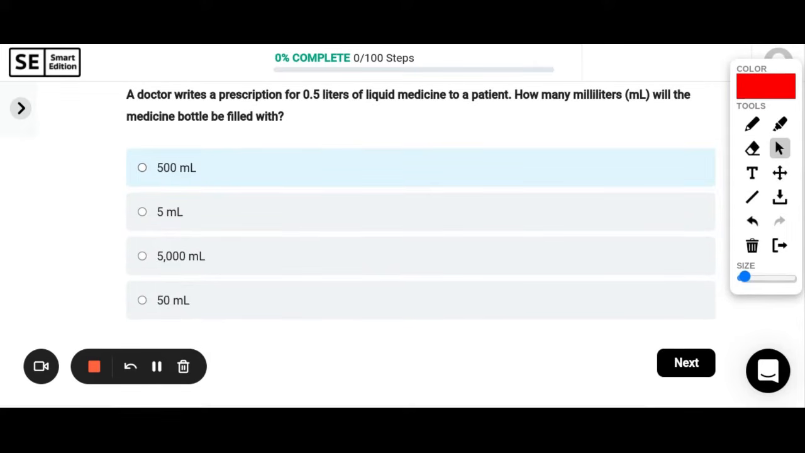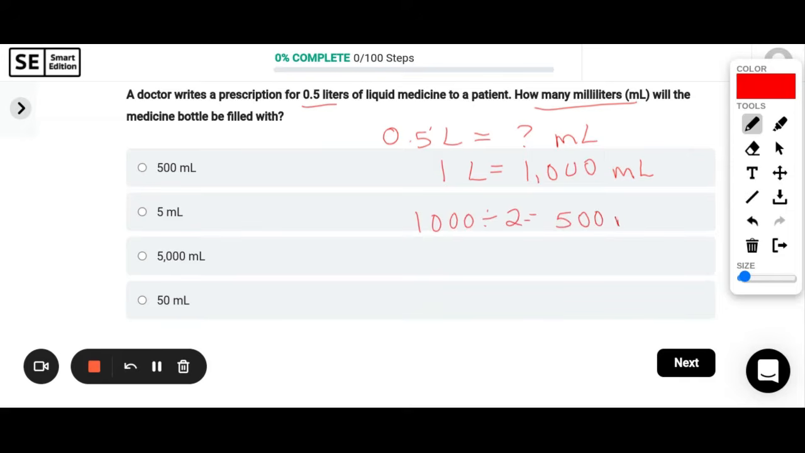Okay, a doctor writes a prescription for 0.5 liters of liquid medicine to a patient. Okay, so we have 0.5 liters, and they want to know how many milliliters the medicine bottle will be filled with. Okay, so I need to go from liters to milliliters. So 0.5 liters is equal to how many milliliters? Okay, so if you know your conversions, you might remember that 1 liter is equal to 1,000 milliliters. Okay, so I only need half of a liter. So half of this, I can just divide this by 2, and I will get 500 milliliters.